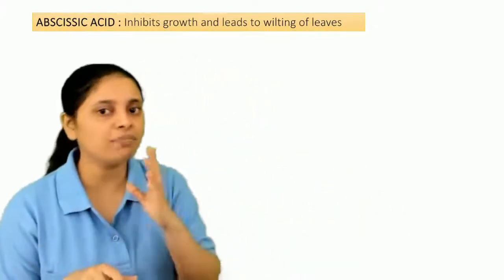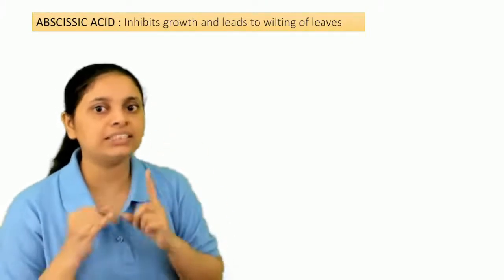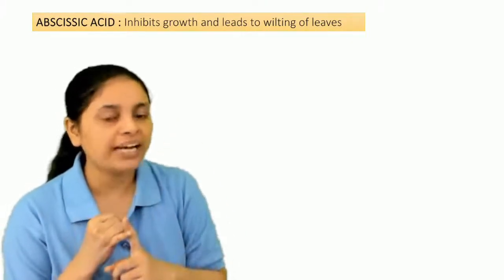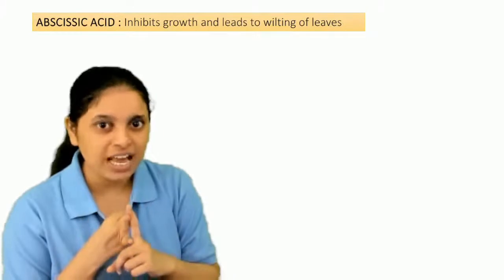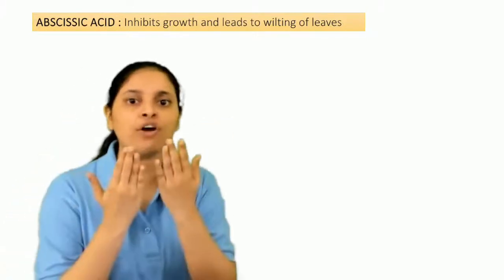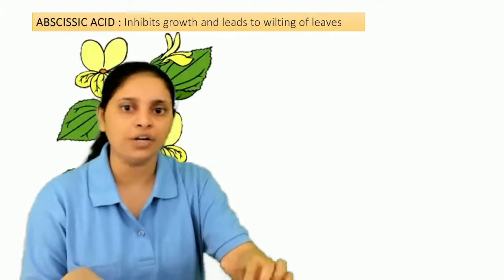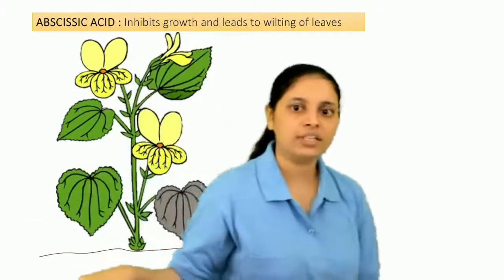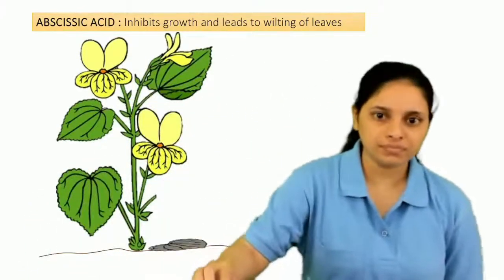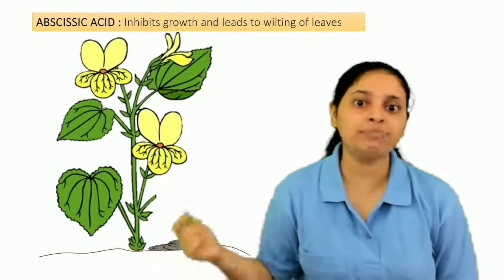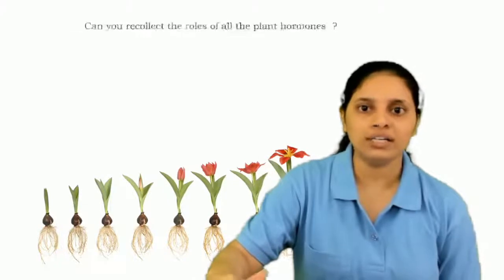Okay? So function में क्या क्या लिखना है? Abscisic acid inhibits growth, it leads to wilting of leaves, and it leads to closure of stomata, which minimizes the water loss during drought-like conditions. Clear? Very good. It will also lead to abscission of leaves, okay, falling or shedding of older leaves.